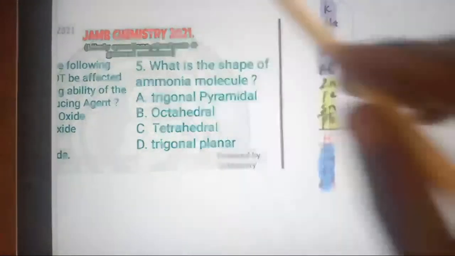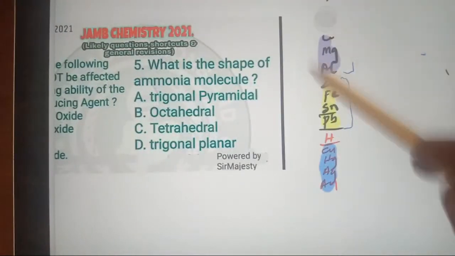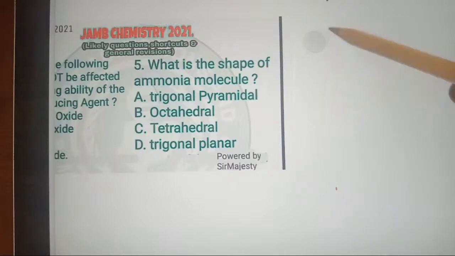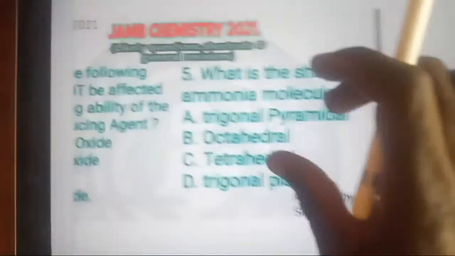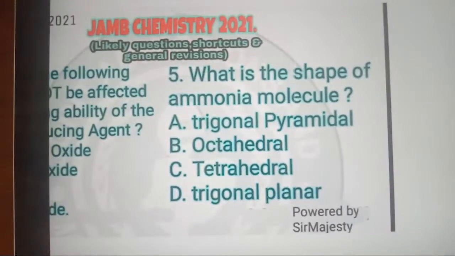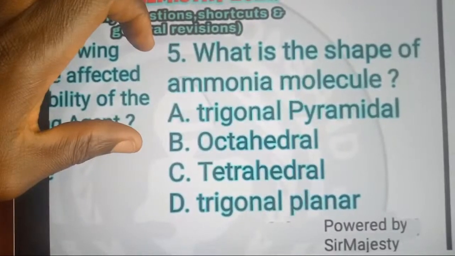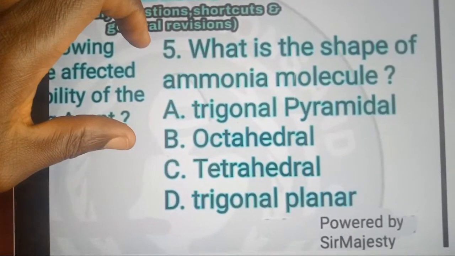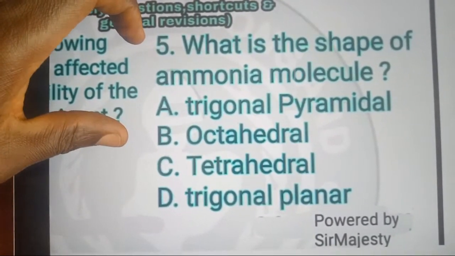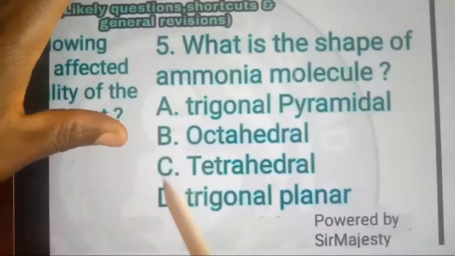Okay, well, let me clean up this. The next question, number 5, says, what is the shape of ammonia molecule? Please, the answer is actually A, trigonal pyramidal, not trigonal planar. The reason for this is we have 2 trigonal here. No one should ever take B or C. But the question is to tempt you, is it A or D?